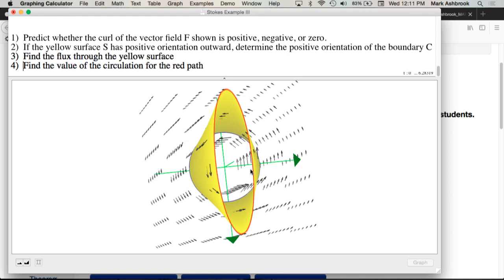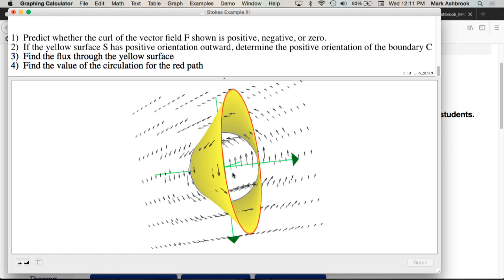Looks positive. Positive? Not positive. He's not positive, but he thinks it's positive. Lauren didn't like that. Comments? Are we all in agreement that it's positive? The curl is positive? Yeah.